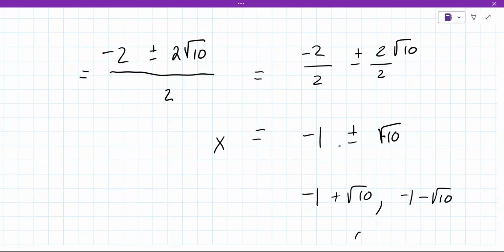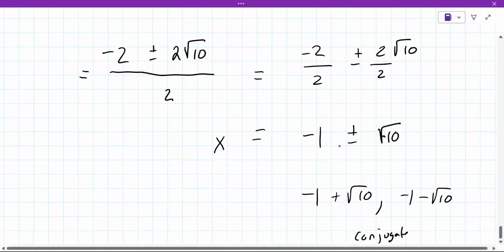Okay. And notice these are conjugates. We talked about that earlier. The only difference is the operator between them.